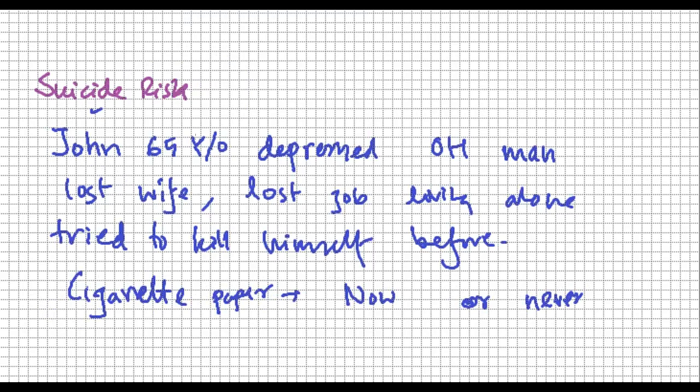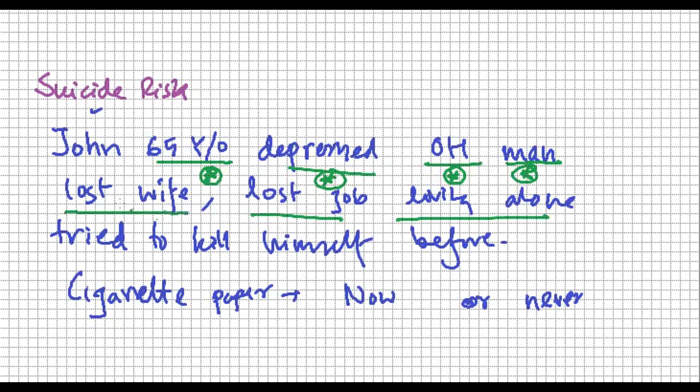So what are the risk factors that we can identify in this simple history? First of all, the patient is an older male. So old age is a risk factor. He is depressed, so he has a psychiatric illness. He's a man, which is another risk factor. Alcoholism is a risk factor. He is living alone, and he's unemployed, lost his job. He has recently lost his wife.